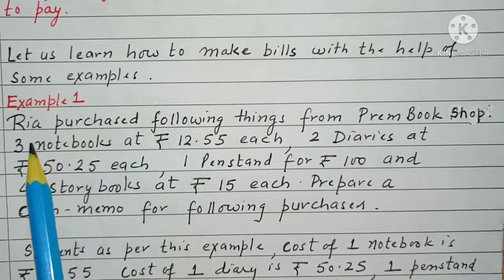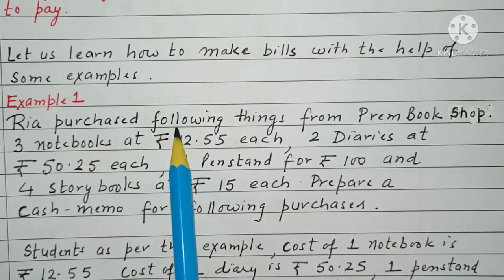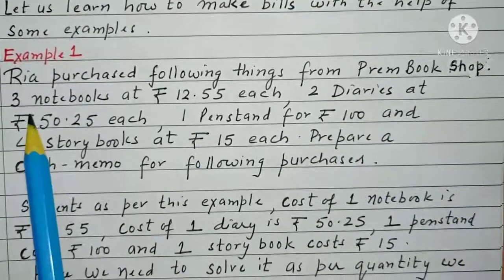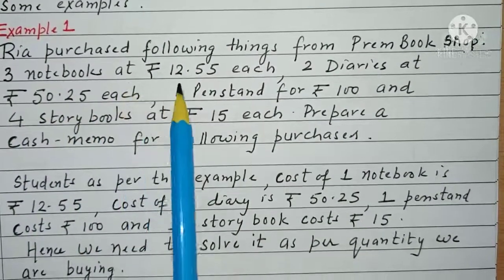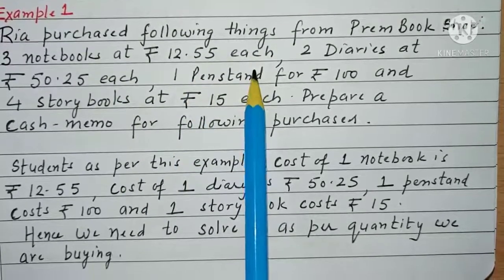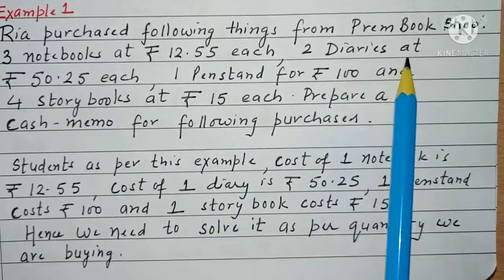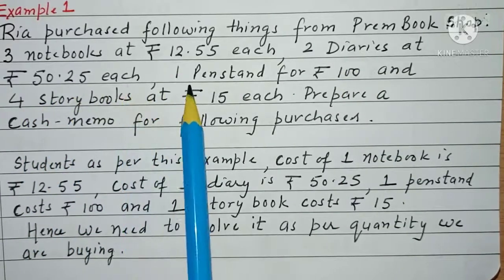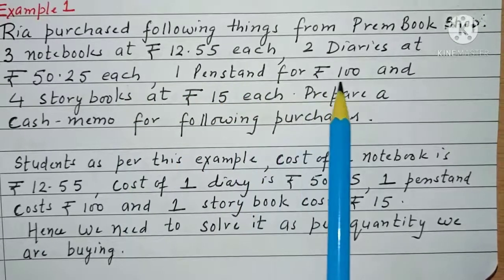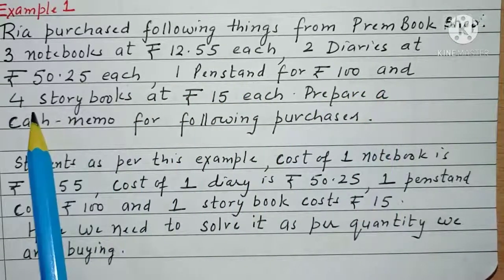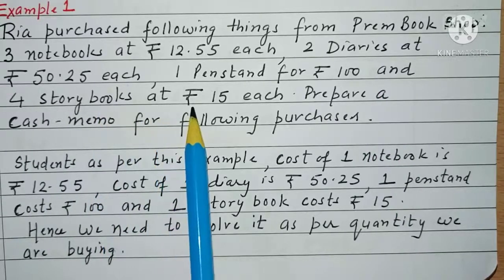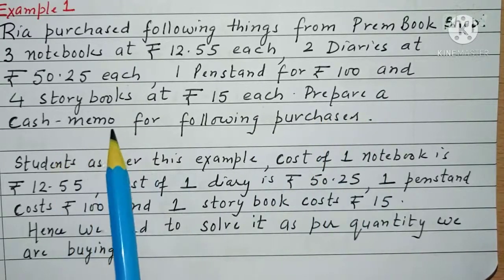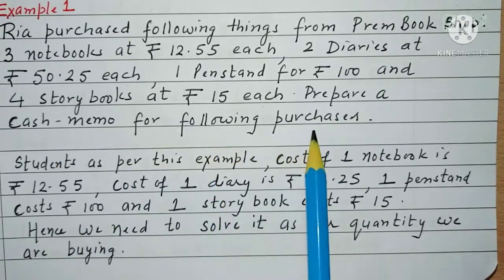Example 1. Ria purchased following things from Prem Book Shop. 3 notebooks at rupees 12.55 each, 2 diaries at rupees 50.25 each, 1 pen stand for rupees 100 and 4 storybooks at rupees 15 each. Prepare a cash memo for following purchases.